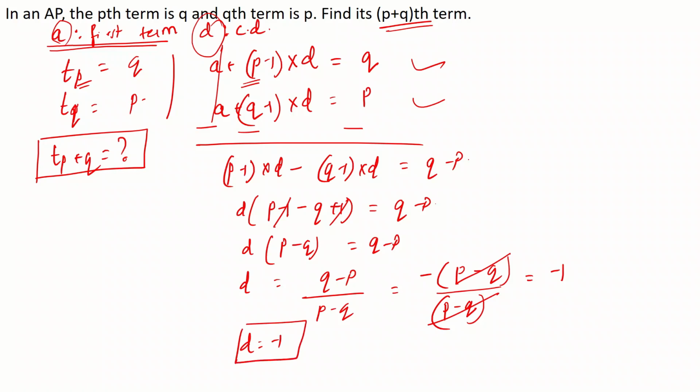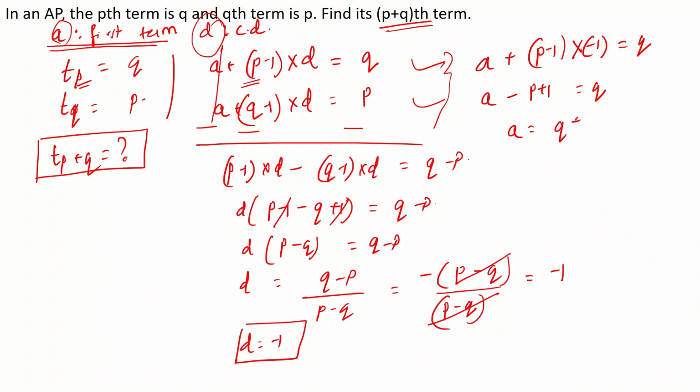I can simply put down this value of d in any of these equations and can find out the value of a. So let's quickly do that. a plus p minus 1 into d, which is minus 1, is equal to q. So a minus p plus 1 is equal to q. So a is equal to q plus p minus 1. So this is the value of a. We have got both the values of a and d. For any AP, we just need two things, a and d, and that's it. And then we need to find out what is required.